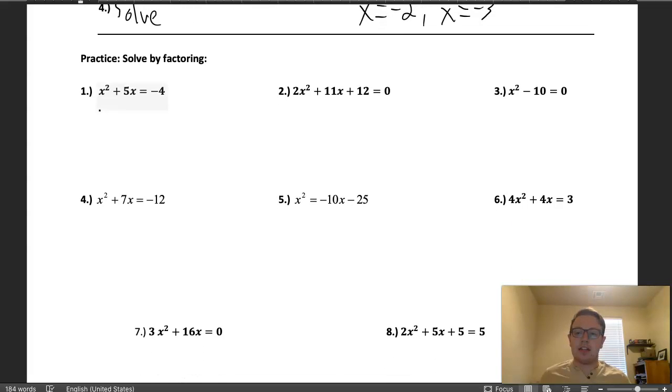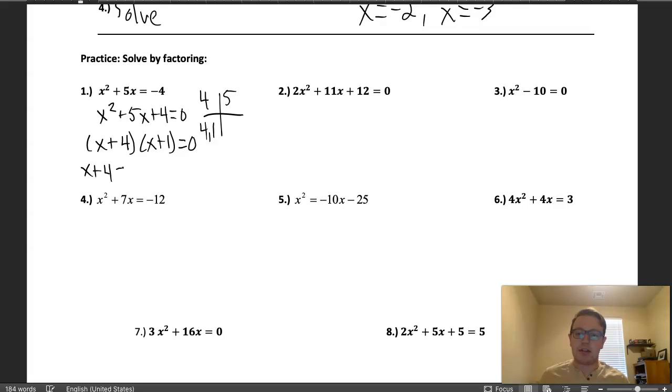First step is to make it so that everything is equal to 0. So this becomes x squared plus 5x plus 4 is equal to 0. And we're trying to look for factors of 4 that add up to 5. That's going to be 4 and 1. And we can use the shortcut on this because a is 1 to say that we get x plus 4 and x plus 1 is equal to 0. From there we split this up. We say x plus 4 is equal to 0 and x plus 1 is equal to 0, which gives us our answers as x is equal to minus 4 and x is equal to minus 1.